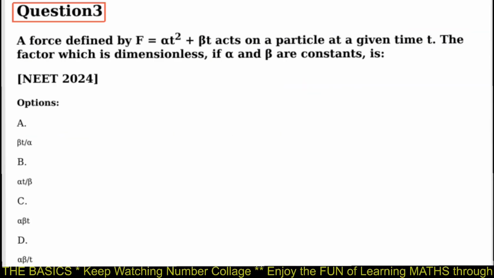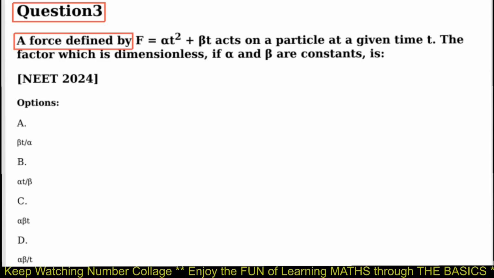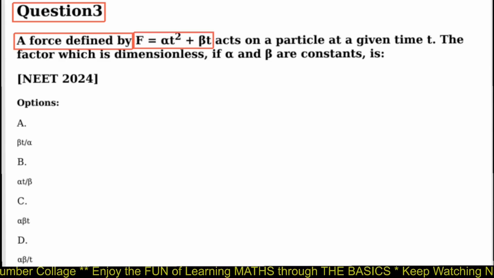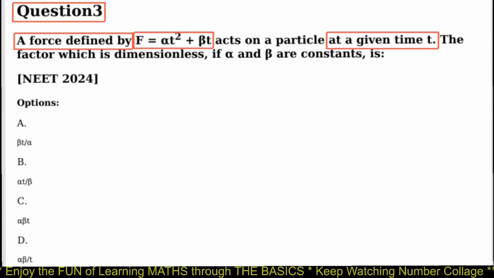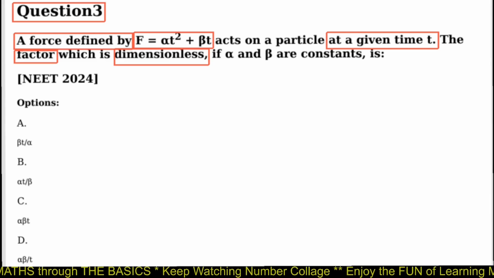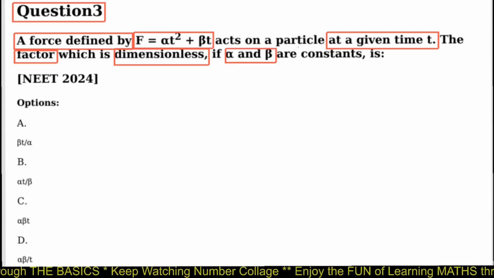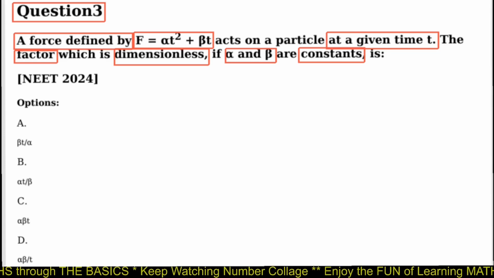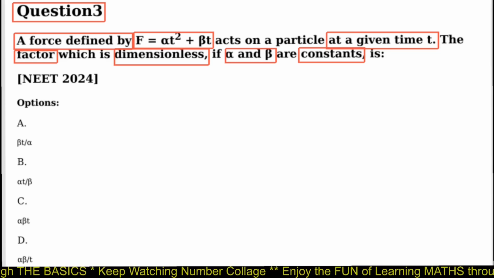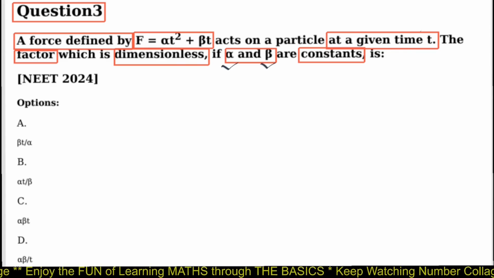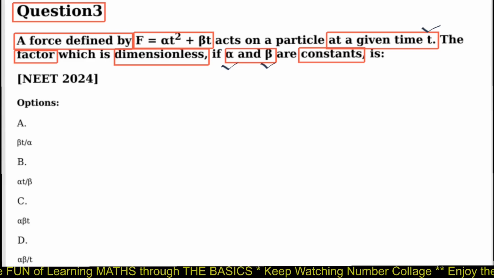Question 3. A force defined by F equals alpha t square plus beta t acts on a particle at a given time. We have to find the factor which is dimensionless if alpha and beta are constants. Since alpha and beta are constants and the force acts on a particular time t, the factor that involves alpha, beta and t will be dimensionless.